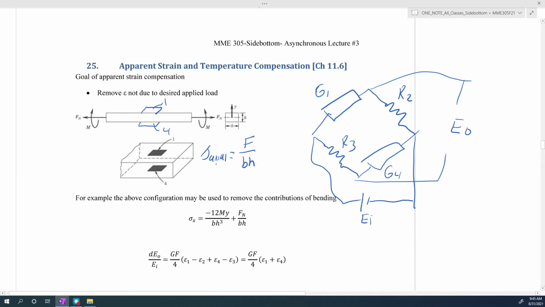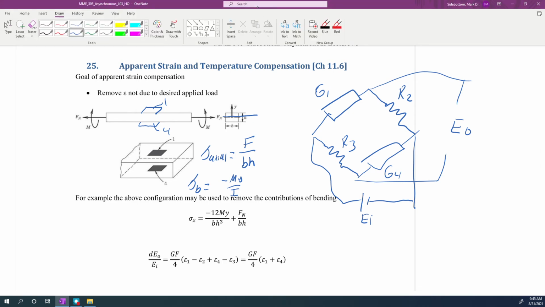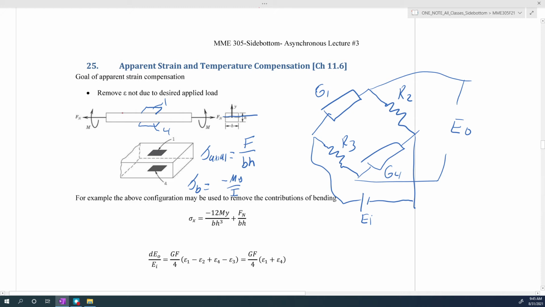Now the bending stress would be different on the top and bottom surface of the beam. That would be equal to minus My over I, where y is measured from the neutral axis. The top surface of our beam, due to the bending moment, is going to be compressed, while the bottom surface of the beam is going to be stretched out. So the top surface will be in compression, while the bottom surface will be in tension.